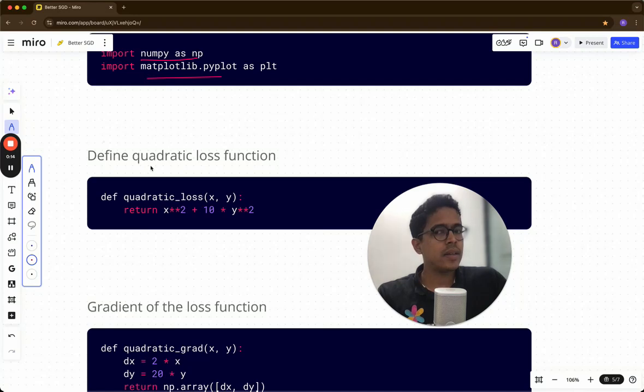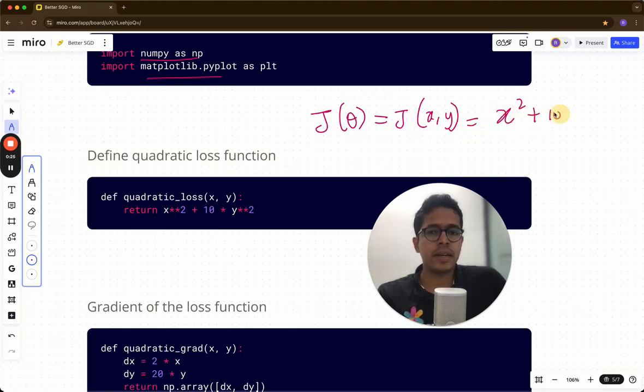Second is defining the quadratic loss function. So here J of theta equal to J of x comma y equal to x square plus 10y square, right? So this is the loss function. It's not like x is the input and y is the output. It is a convention that we usually use, right? So please don't get confused when we use this kind of notation for the loss function.